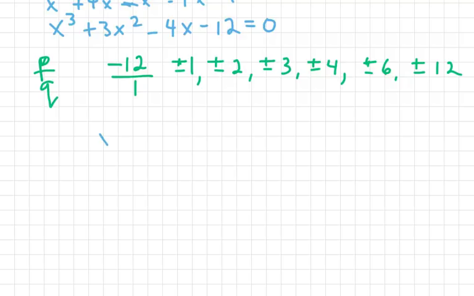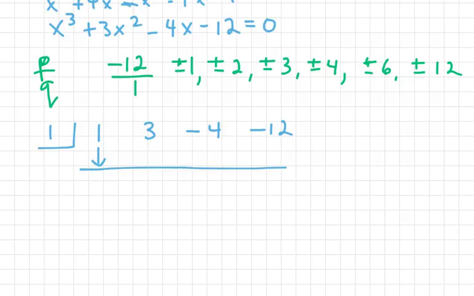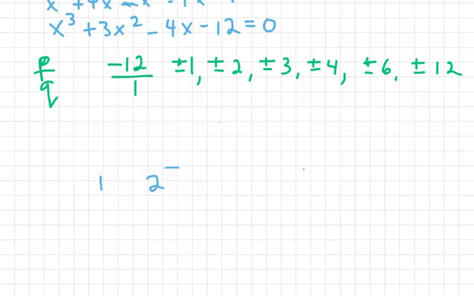Let's go ahead and set up our synthetic division. So we have 1, 3, negative 4, and negative 12. We bring 1 down. 1 times 1 is 1. 3 plus 1 is 4. Wait, 3 minus 1 is 2. 1 times 2 is 2. Negative 4 and 2 is negative 2. 1 times negative 2 is negative 2. We don't get a 0. So let's just erase that. We tried 1. Let's try 3.